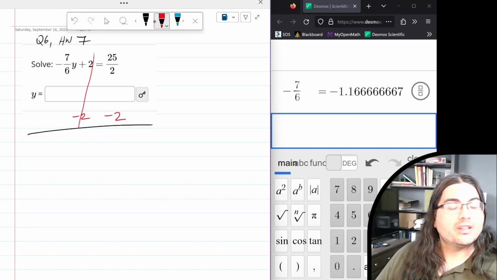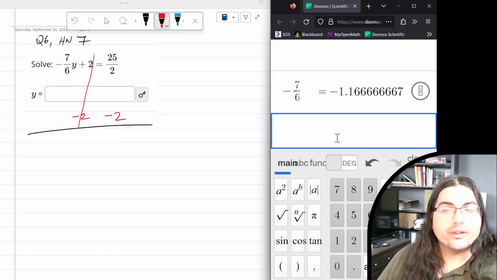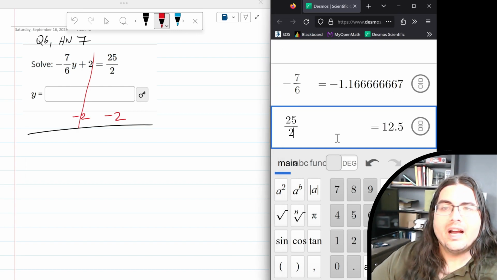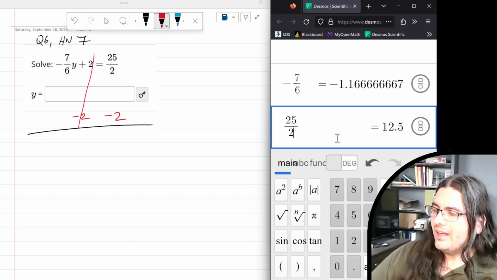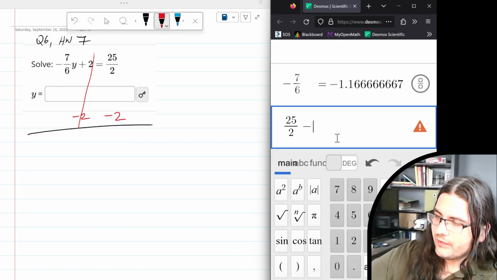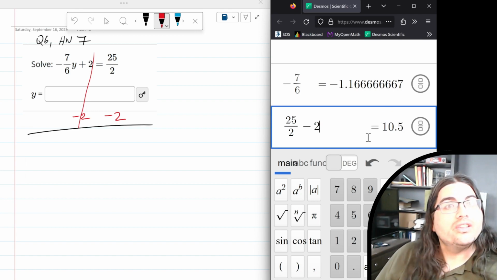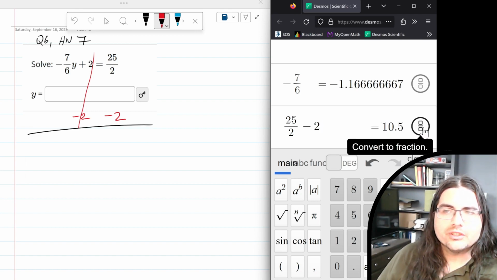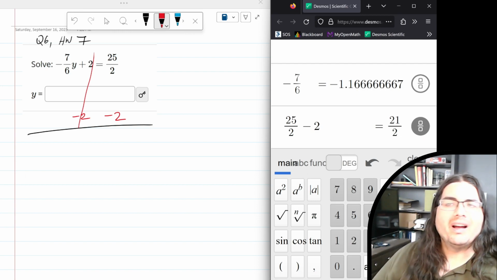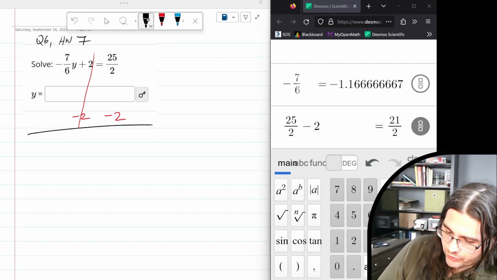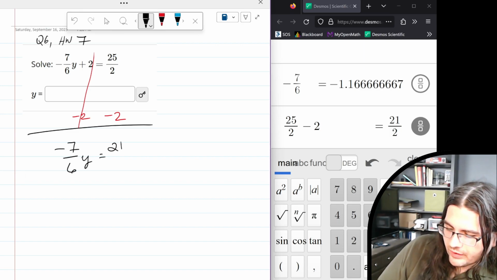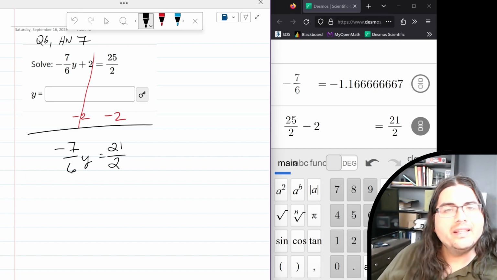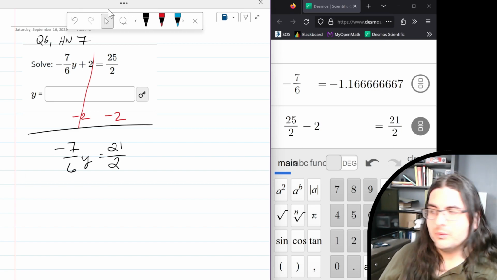The good part about this class is that we are allowed to use a calculator, like this Desmos calculator. I'm going to just type in 25 divided by 2. You can see it enters a fraction, and I use my arrow key to get out of that fraction. 25/2 minus 2 is this decimal. I'll click here to make that into a fraction. 25/2 minus 2 is 21/2. And as weird as that sounds, it is perfectly fine to leave that number as a fraction. So -7/6 y equals 21/2.